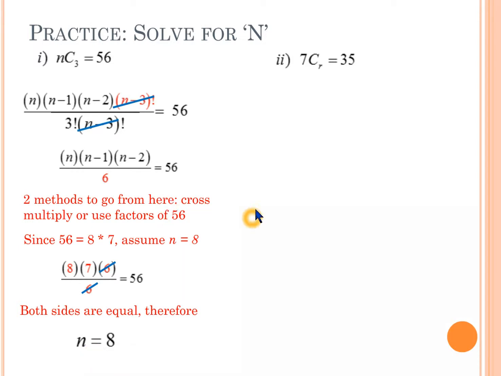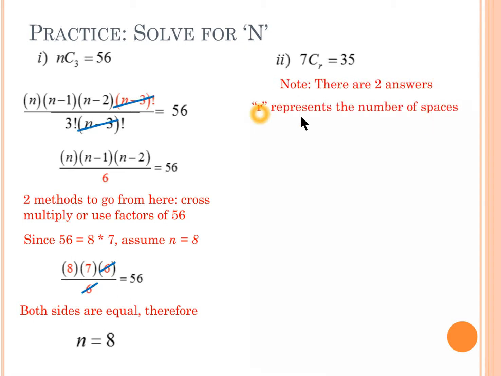All right, let's move on to example number 2. 7 choose r equals 35. So how can we solve this? Now there are two answers here. r represents the number of spaces. Since we don't know what r is, I don't know the exact numerical value of the spaces that we'll have, but anyways, r represents the number of spaces.